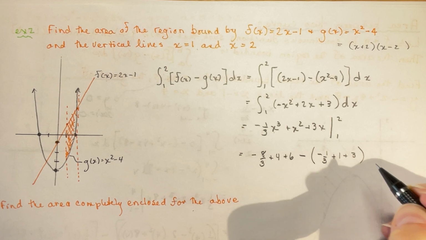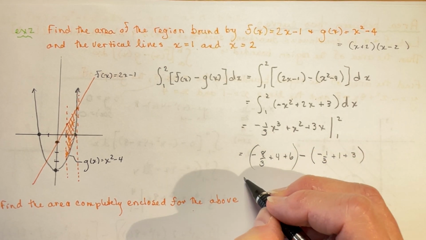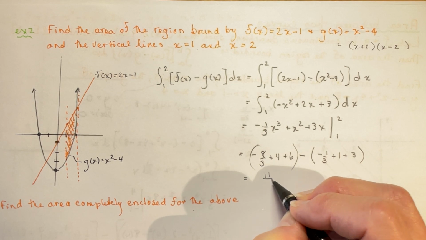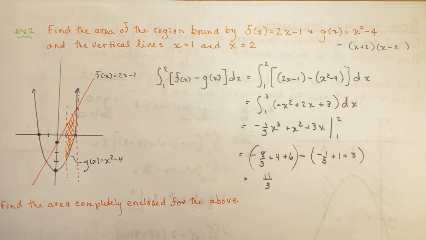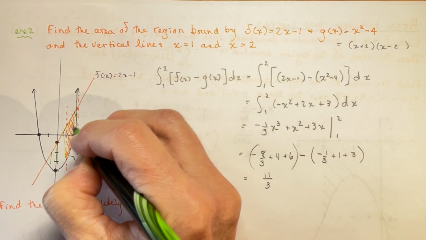And again, I'm not going to waste your time doing elementary math. You can do that on your own, and you should get 11/3. Now, the question could have been different. It could have said, find the area completely enclosed for the above. So we're going to do the same thing, but this time we're going to find all of this area, which I'll put in green.